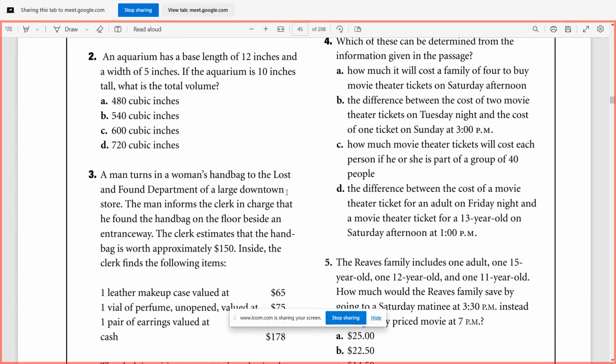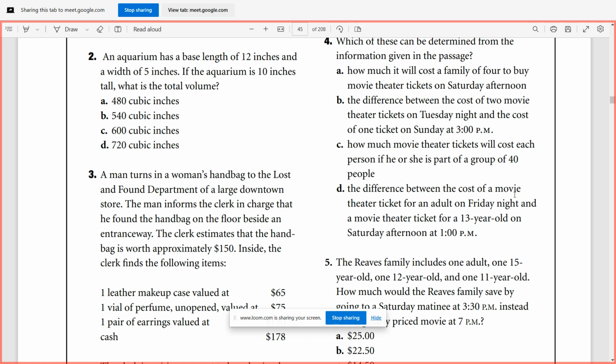Number two says an aquarium has a base length of 12 inches and a width of 5 inches. If the aquarium is 10 inches tall, what is the total volume? So volume we can think of as how much is inside a shape. So let's say this is an aquarium. It tells us the base length is 12. The width is 5. So from front to back here would be 5.